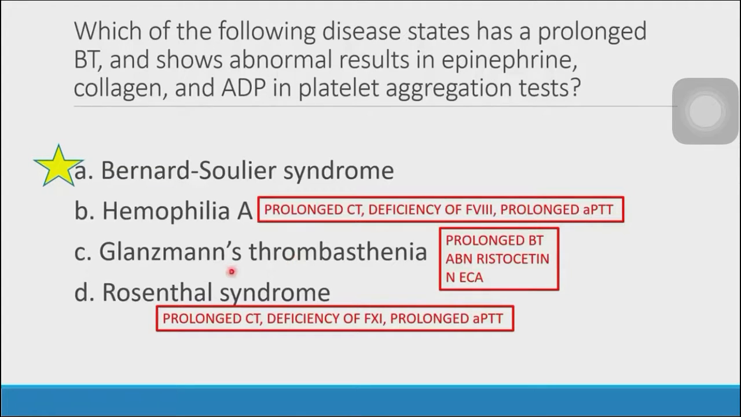Okay, may deficiency ng factor 8 as well as prolonged yung APTT. Okay, for Glanzmann thrombasthenia naman, prolonged din yung bleeding time, but take note again, huwag kakalimutan, for platelet aggregation tests, abnormal yung ristocetin, normal yung ECA, or epinephrine, collagen, and ADP. For Rosenthal syndrome naman, or tinatawag natin na hemophilia C, okay, may deficiency sa coagulation protein, prolonged yung clotting time, deficiency factor 11, okay, which is in the intrinsic phase, prolonged the APTT. So again, for Bernard-Soulier syndrome, yun yung tinatawag natin din na giant platelet syndrome.